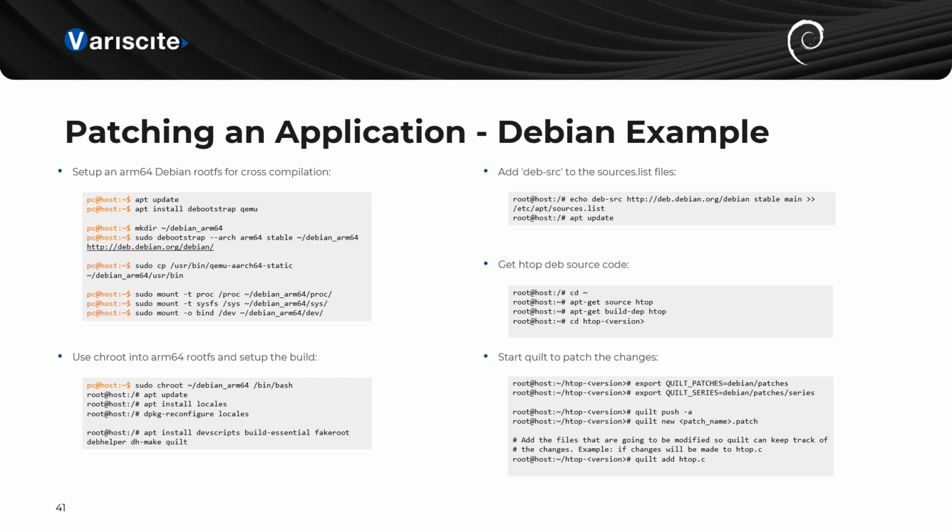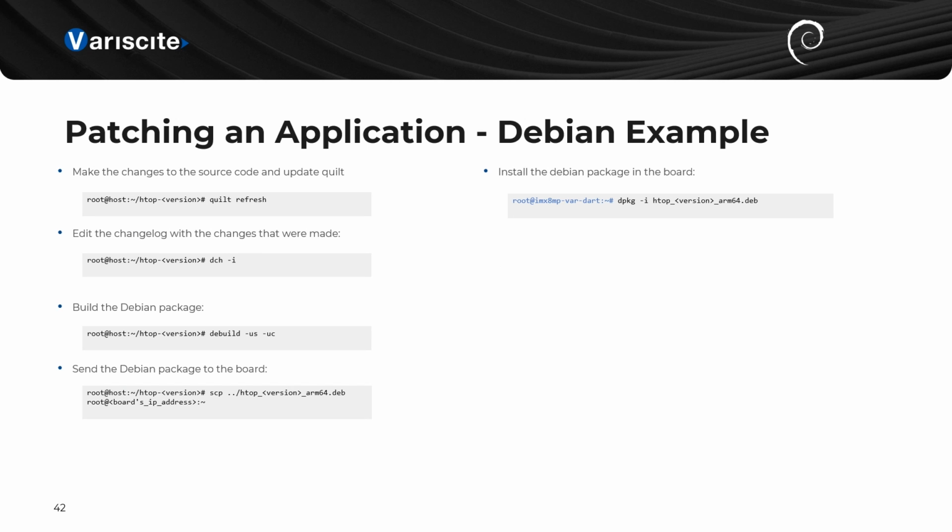After we make all the changes to the source code, we will use Quilt again so we can create the patches. You are going to do this by running quilt refresh. After that, we can change the Debian package's changelog to add the changes we made. And then we create the Debian package using the debuild command.